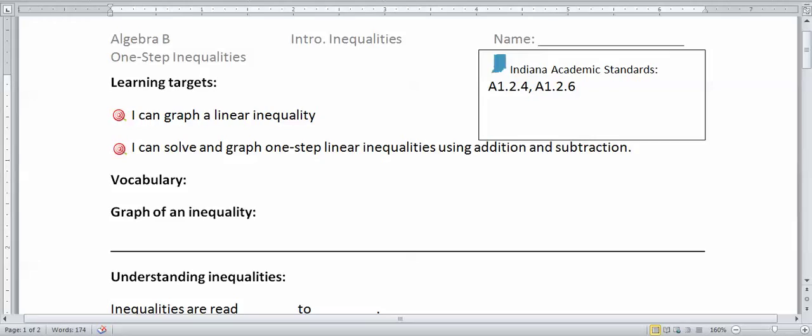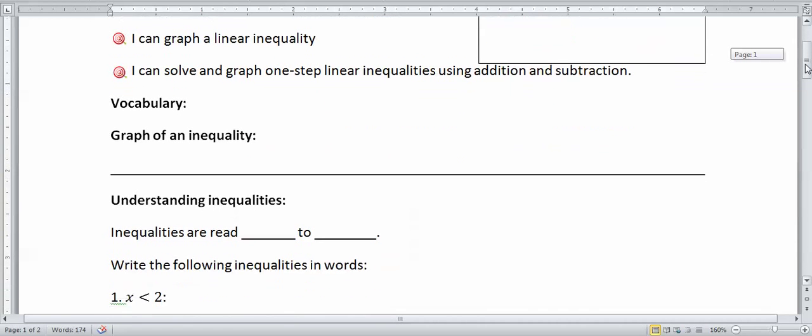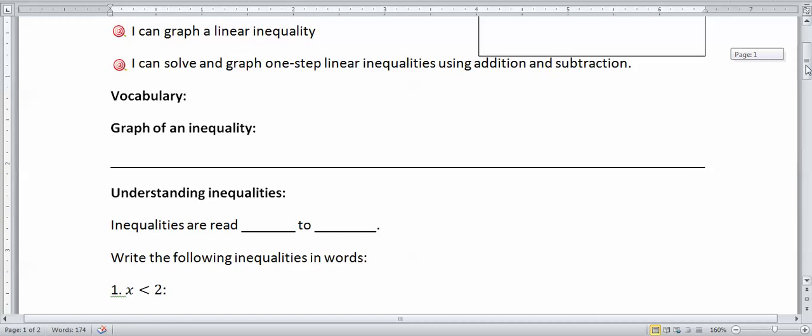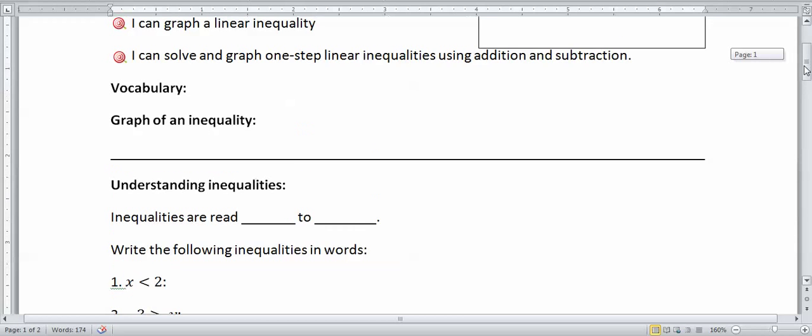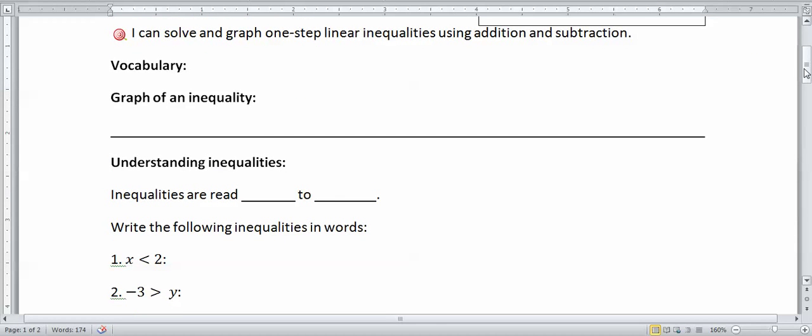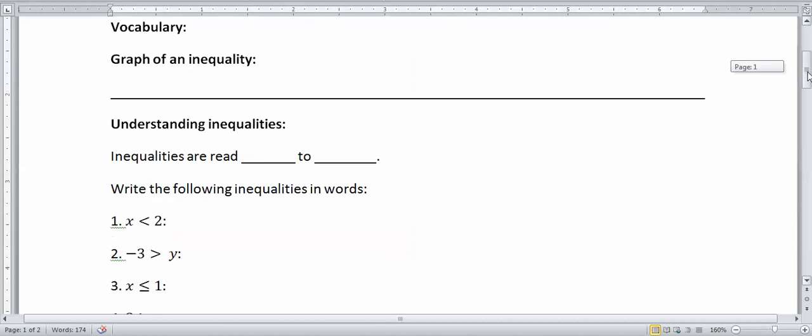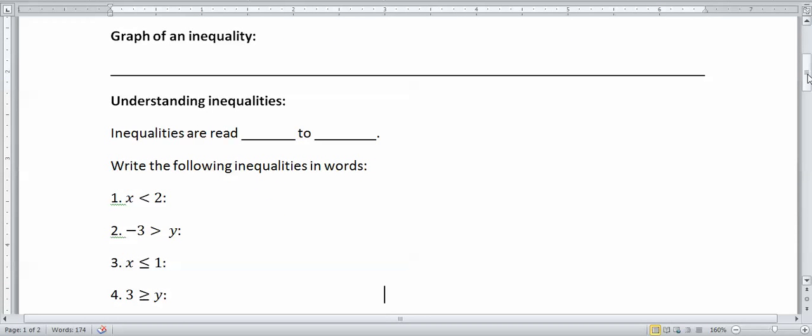Alright, so today's lesson is Intro to Inequalities. We've done a lot of exploration with equations and how to solve them in their various forms. Now we're going to get into solving and then graphing inequalities. When I say graphing an inequality, it's on a number line, because when you have an inequality, you have more than one solution. So the graph of the inequality represents all possible solutions to that problem.